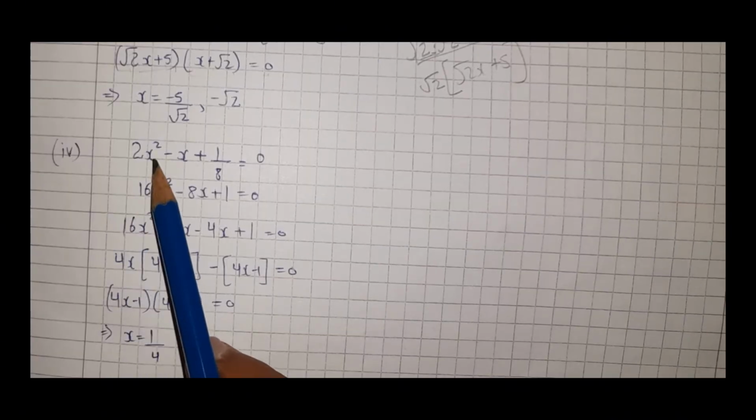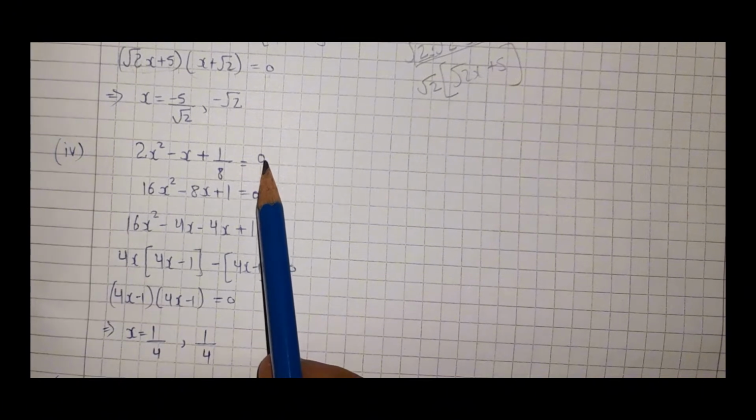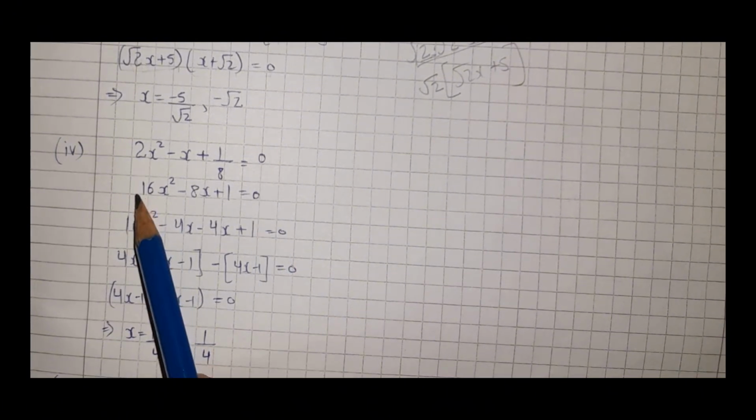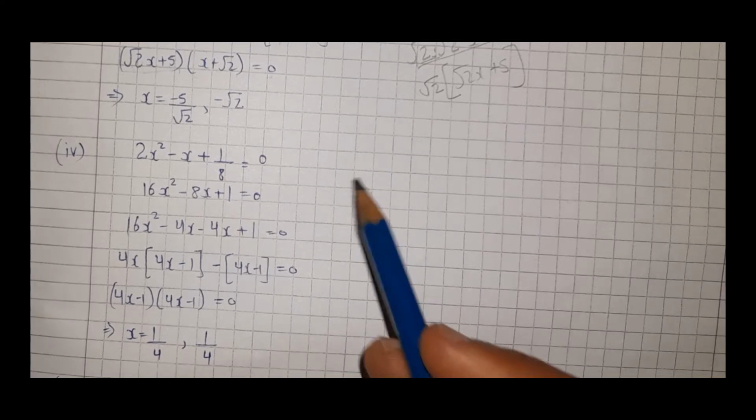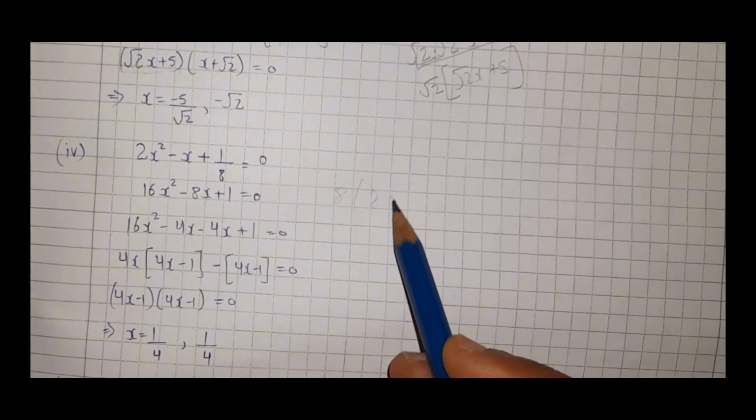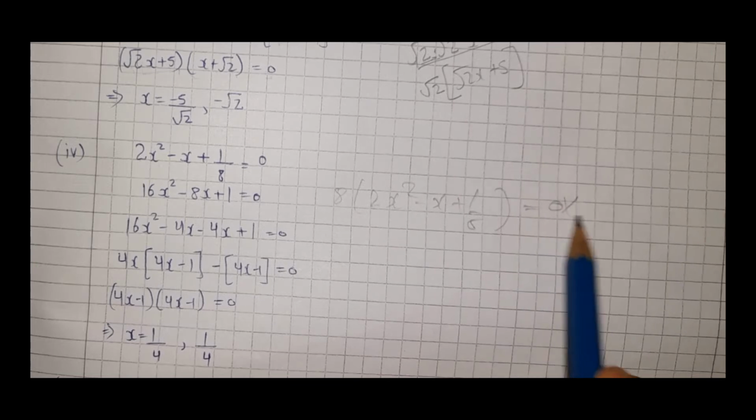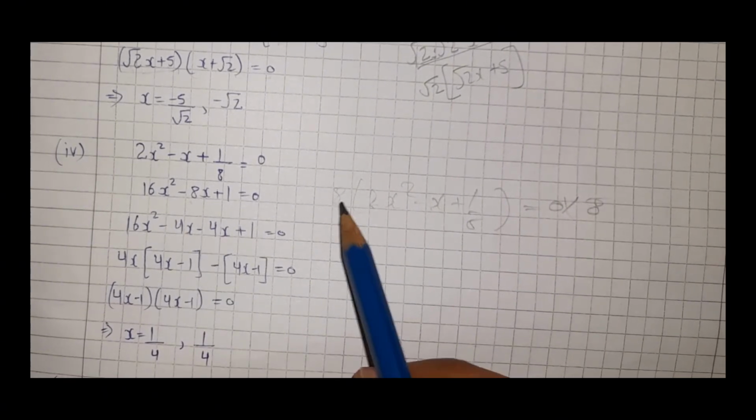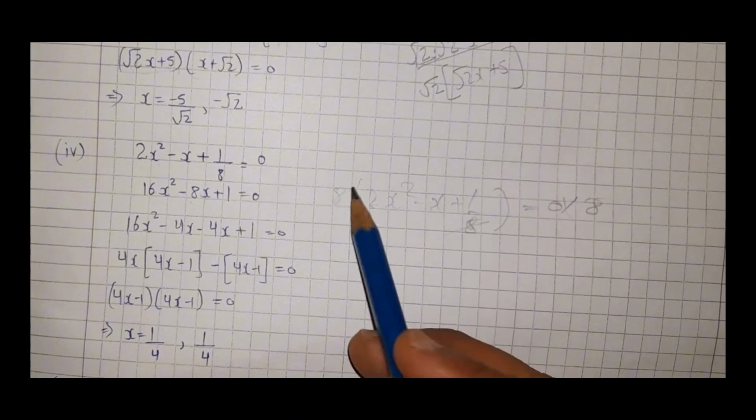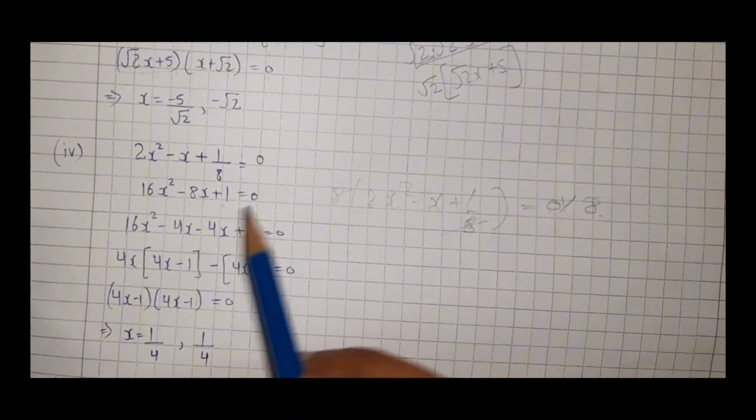Fourth part, 2x squared minus x plus 1 upon 8 equals 0. After multiplying both sides by 8, we will have 16x squared minus 8x plus 1 equals 0. That is, after the multiplication of 8 on both sides, we will have 8 into 2, 16, 8 into 1, 8, 8 and 8 cancel and 1 is left. 0 into 8, 0.